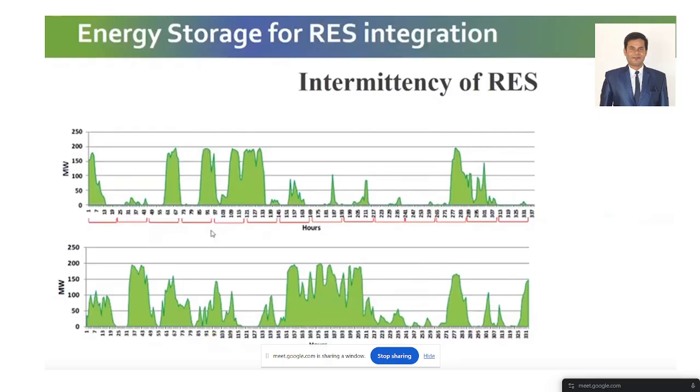This is the energy storage in renewable source integration, right? There is intermittency of renewables. You cannot have continuity of generation. You see, there is no generation over here for certain hours, and again we have generation, again we have generation, again there is no generation. So this is the reason we should go for energy storage, right?